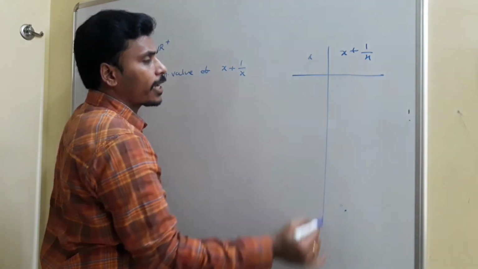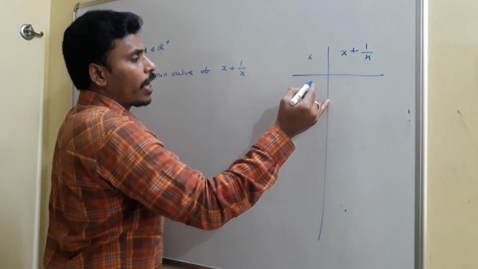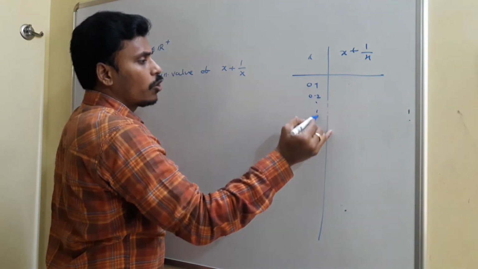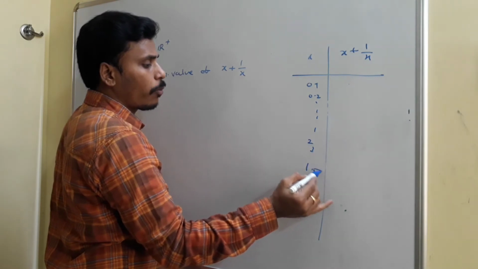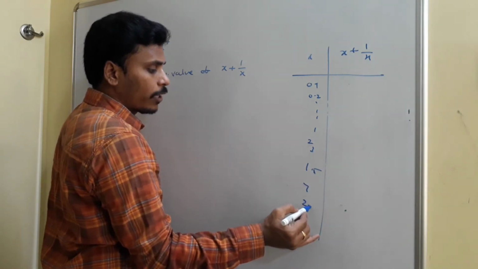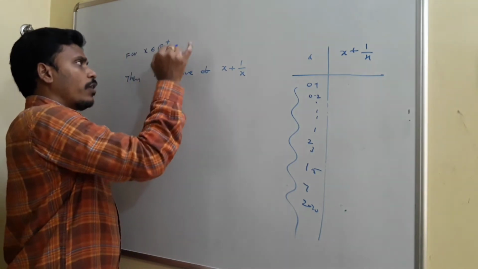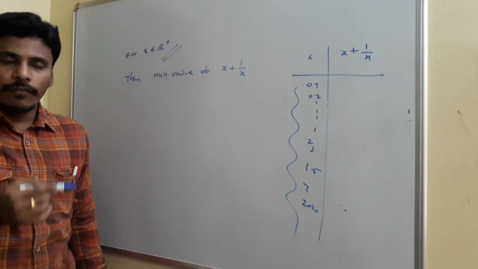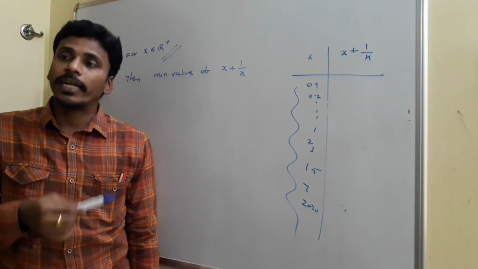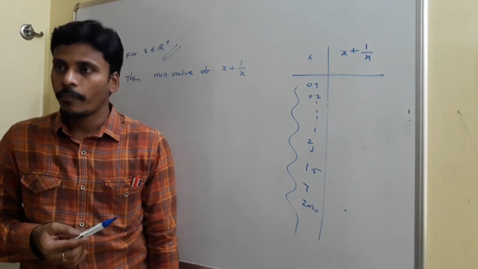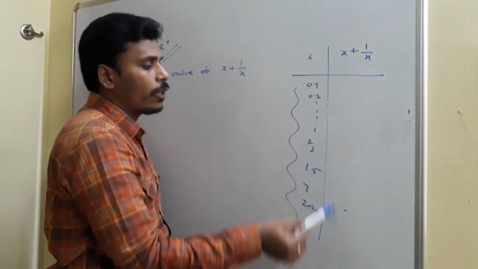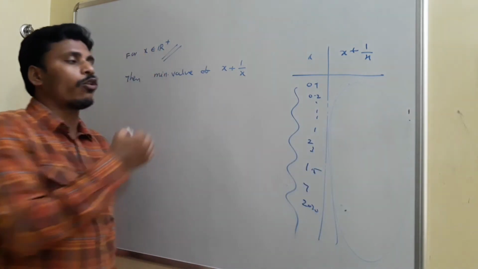You need to calculate x plus 1 by x depending on different values here, like 0.1, 0.2, 1, 2, 3, 1.5, 7, something like 2020. Take different values in the place of x. You have an independent chance to take any value in the place of x. For all the values of x, you will get different values for x plus 1 by x. Among all those values of x plus 1 by x, you need to find out the minimum value.